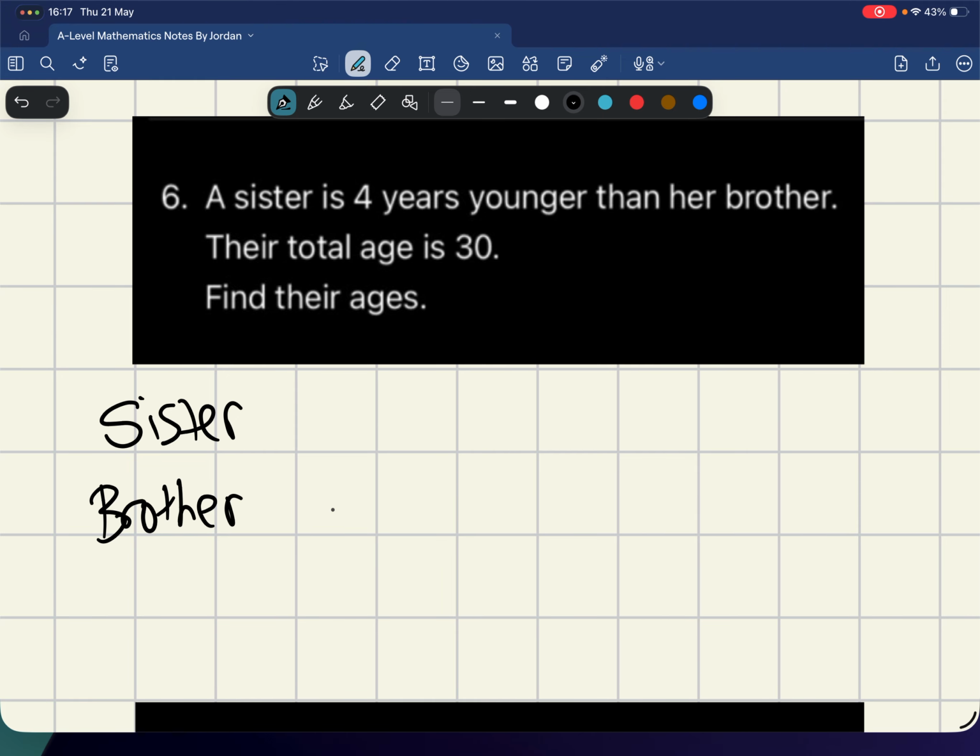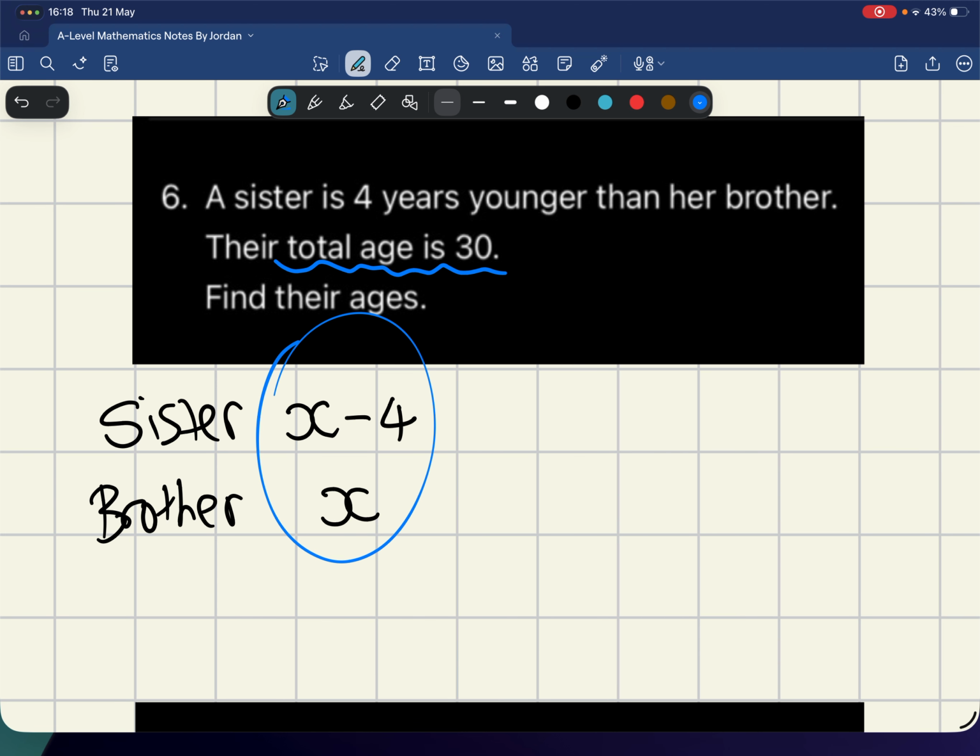So I could call the brother X. And since the sister's 4 years younger, that would actually be 4 less than the brother's age. So X minus 4. Then what I need to do is add these together, since it says total age is 30. So if I add those, I get 2x minus 4, and that should equal 30 years.